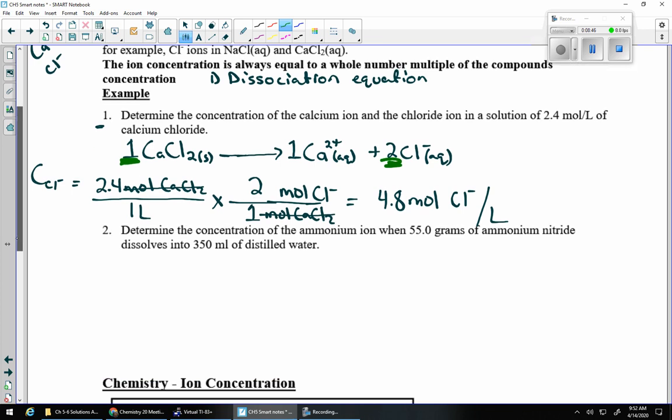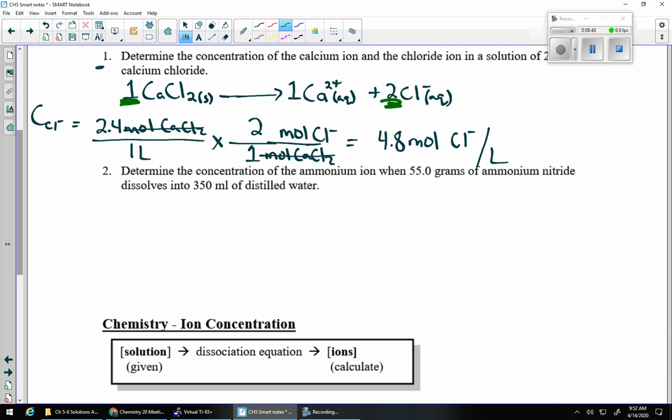Cool. So let's check out example number 2. And then it's pretty much time for you to do some practice. It should be a nice short lesson here. So determine the concentration of ammonium ion when 55 grams of ammonium nitride dissolves into 350 milliliters of distilled water. This is a significantly bigger question, but we can absolutely do that.